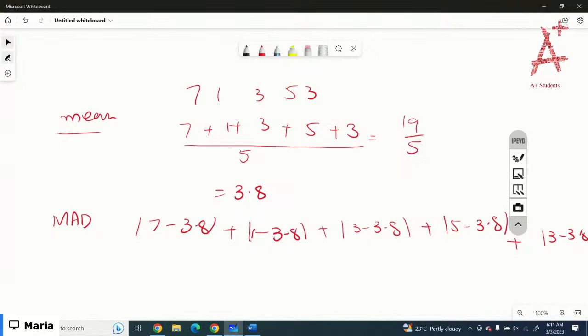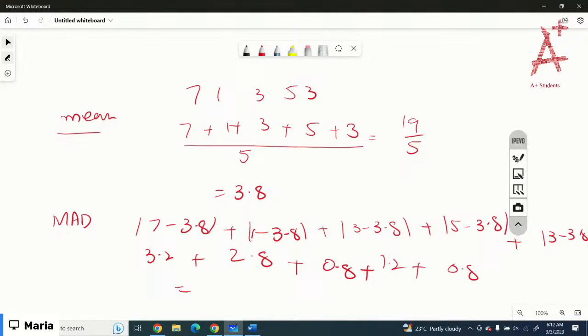So just calculate the differences and add them all. 7 minus 3.8 is 3.2. 1 minus 3.8 is 2.8. All the values are positive because we are calculating the absolute value. Got it? 3.2, 2.8. 3 minus 3.8 is 0.8. 5 minus 3.8 is 1.2. And 3 minus 3.8 is 0.8.